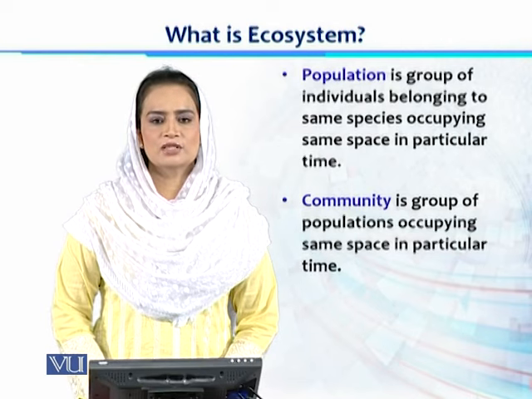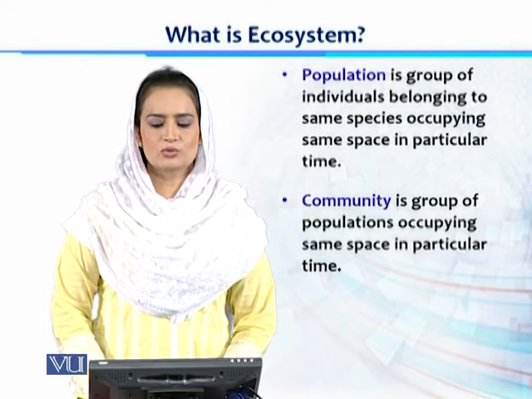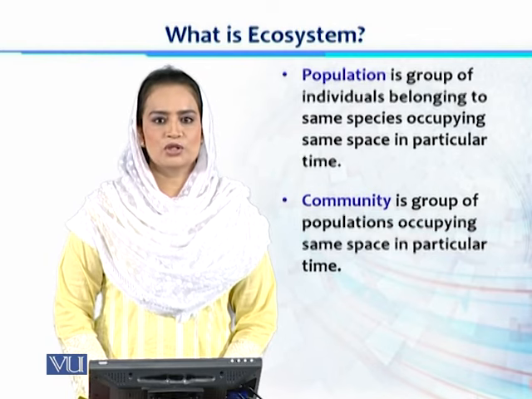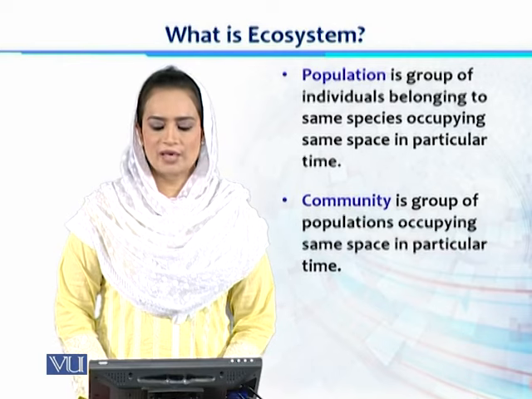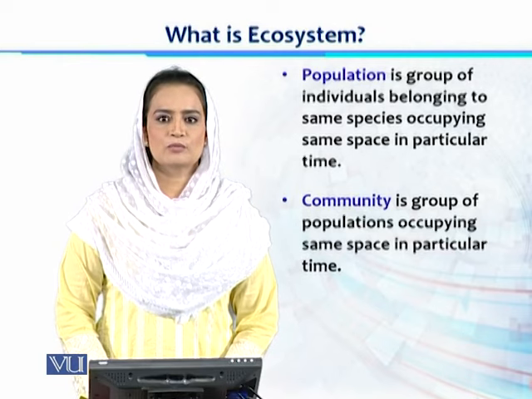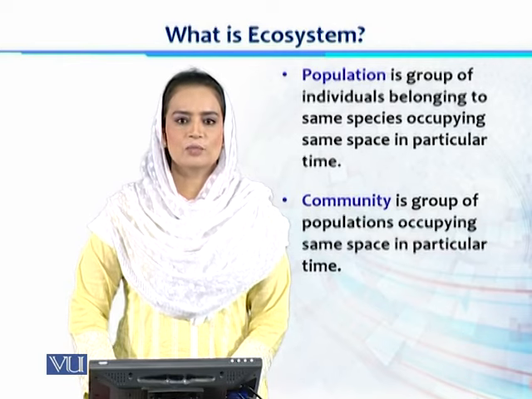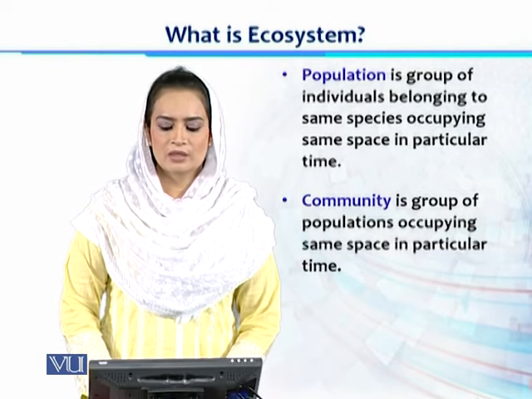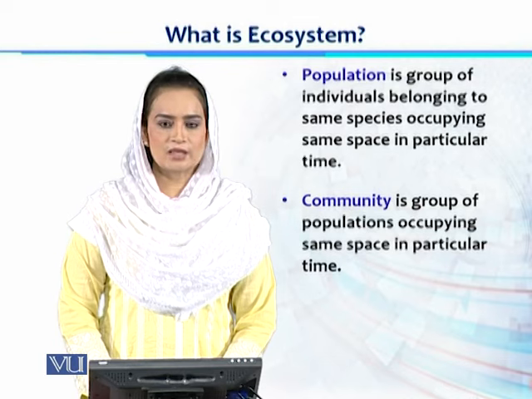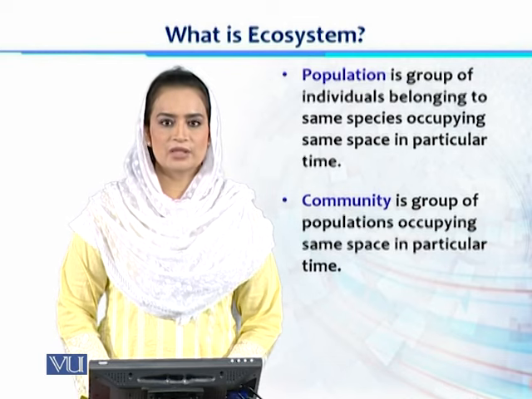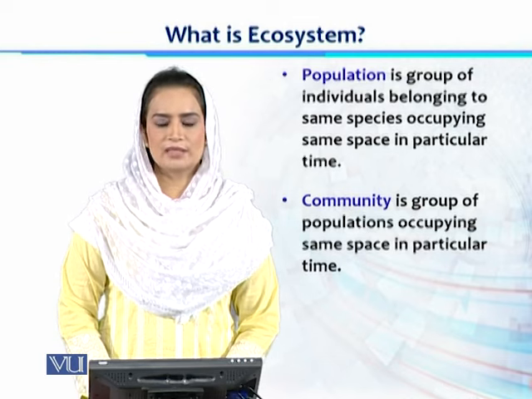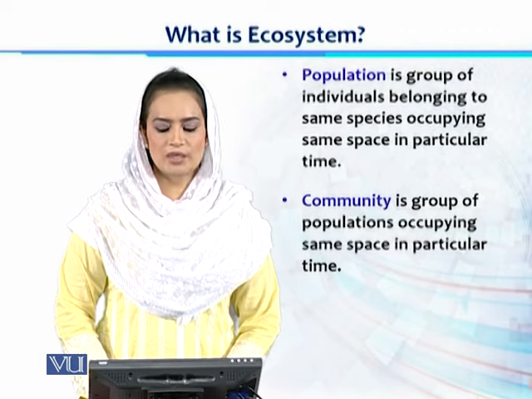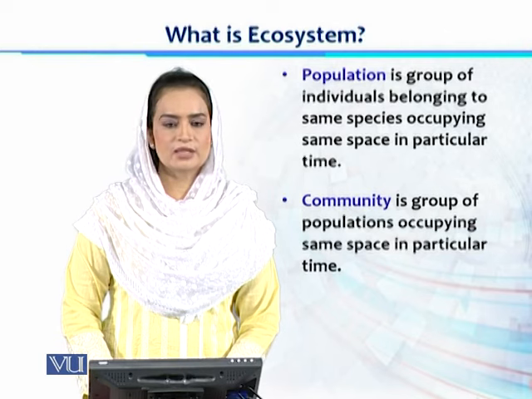While studying an ecosystem, we need to know two important definitions. The first one is the population. A population can be defined as a group of individuals belonging to the same species occupying the same space in a particular time period. While a community, which is the second important term in ecosystem, is defined as a group of populations belonging to different species occupying the same space in a particular time period.